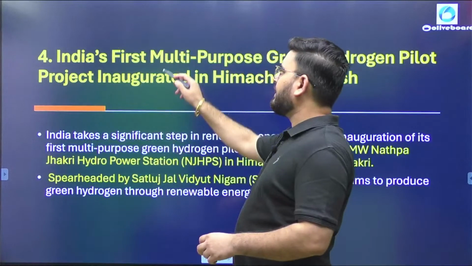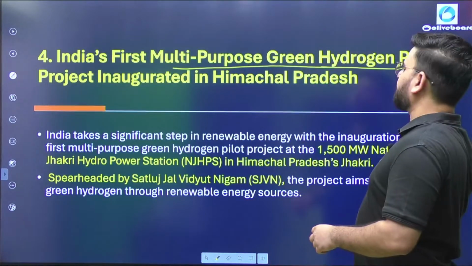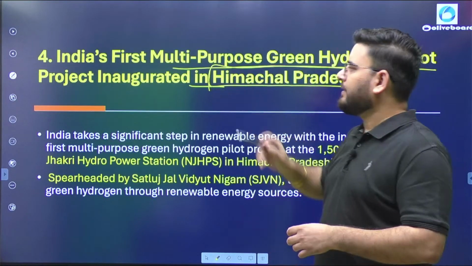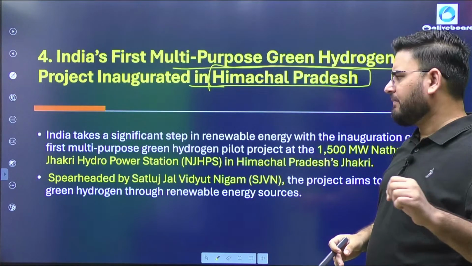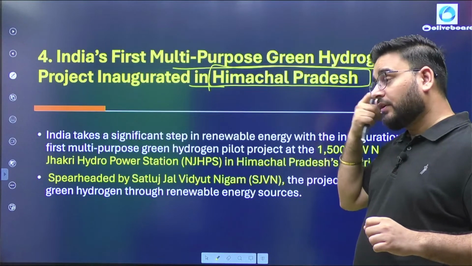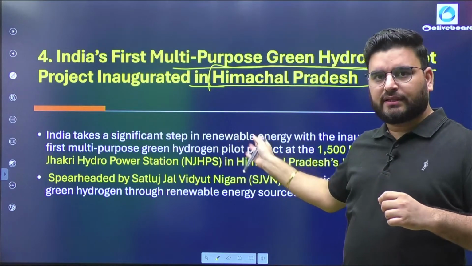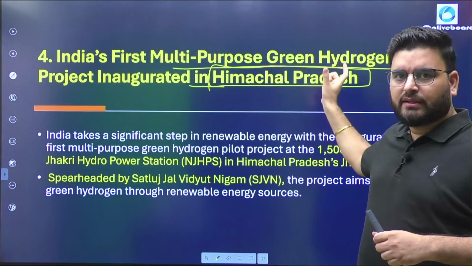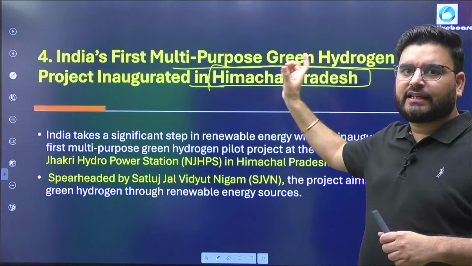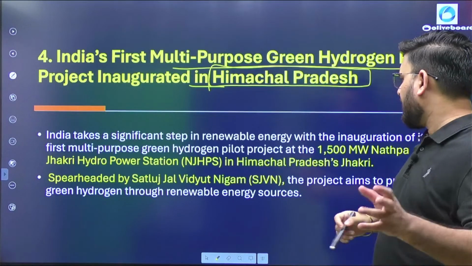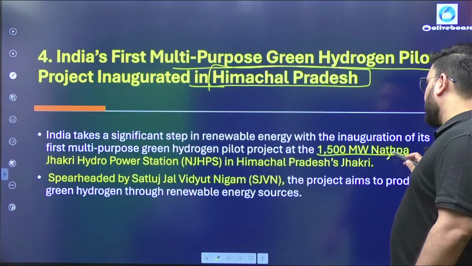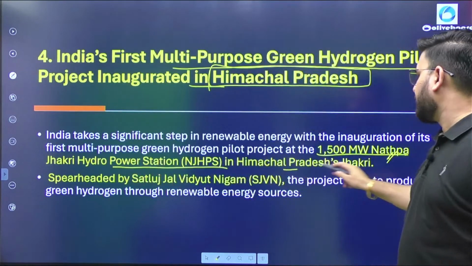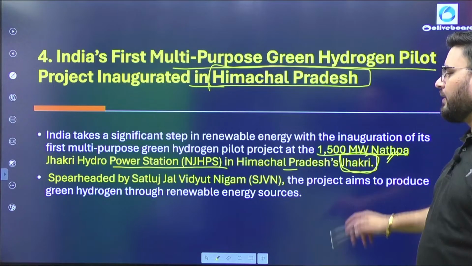Moving on to the next news. India's first multi-purpose green hydrogen pilot project inaugurated in Himachal Pradesh. So just remember the name, right? See, green hydrogen is what? I will tell you in the next slide. That is the static thing. You have to first remember the state. In Himachal Pradesh, the first green hydrogen pilot project was initiated, and the plant is at the 1500 megawatt Nathpa Jhakri hydropower station in Himachal Pradesh, right?